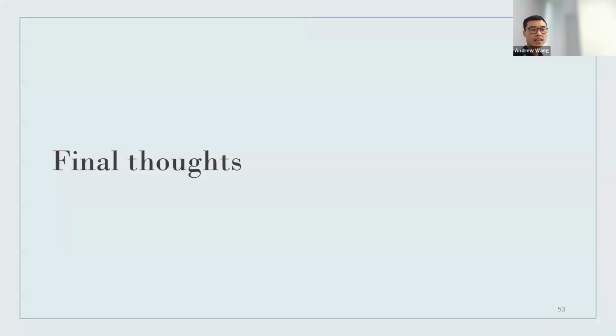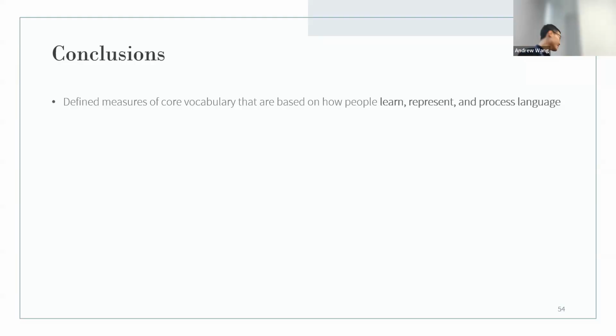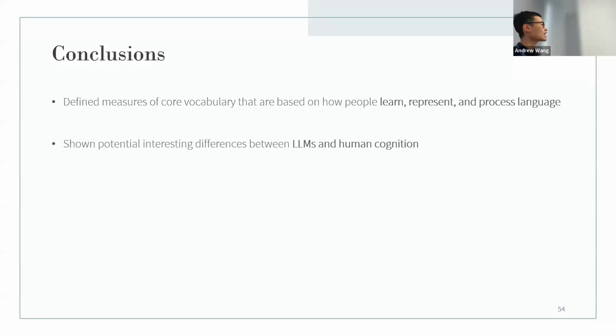So now to wrap up, and overall, piecing this whole project together with a few coherent thoughts. We have attempted to define measures of core vocabulary that are based on how people learn and represent and process language. We have shown that there are potentially interesting differences between LLMs and human cognition, and I think this is a pathway that would be interesting to follow up on with different tasks or behaviors or processes. We've brought into question this idea that high frequency words are necessarily those that are most useful for communication.